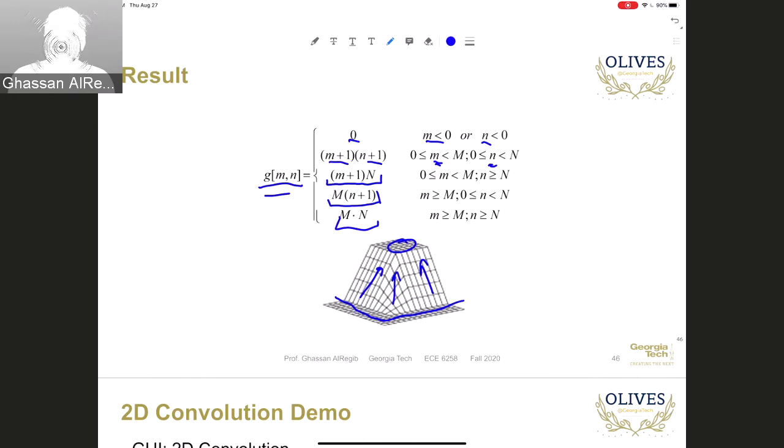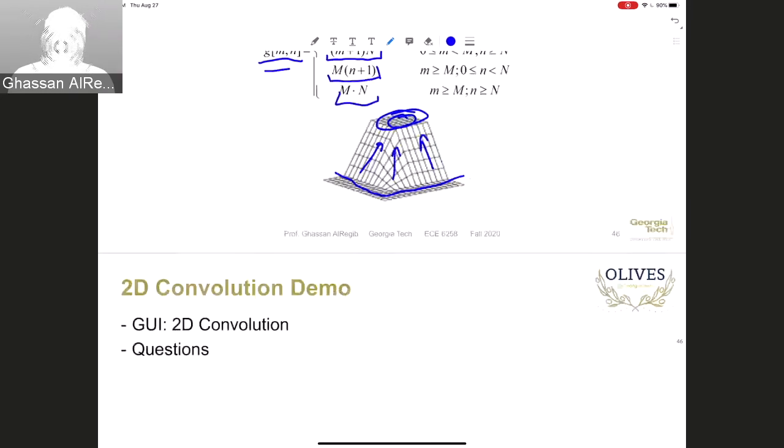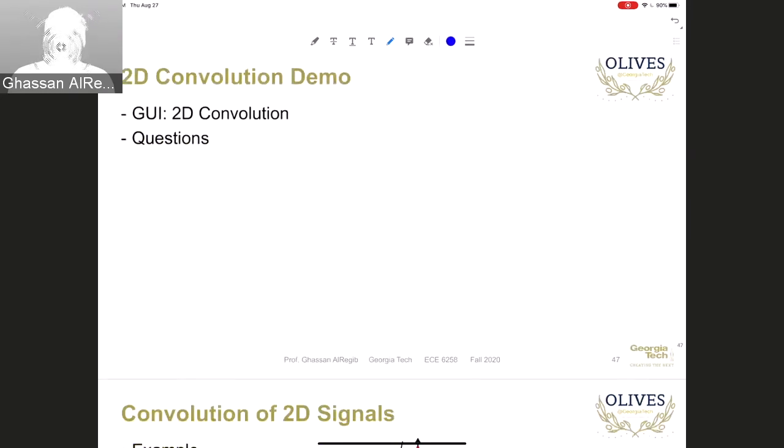This is N plus one times N plus one. And this is the region here when we have capital M times capital N in here. So you can really do this exercise simply in duplicate or in MATLAB. And you can do it using a two-dimensional convolution demo or GUI that I put on Canvas. You can find it basically on Canvas.